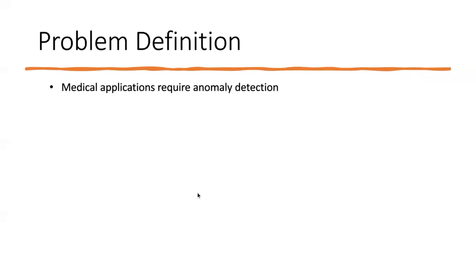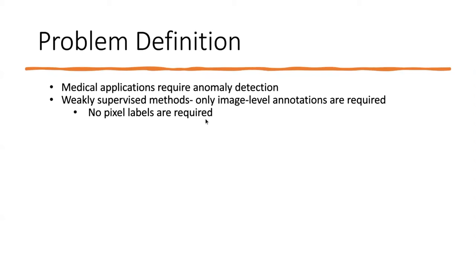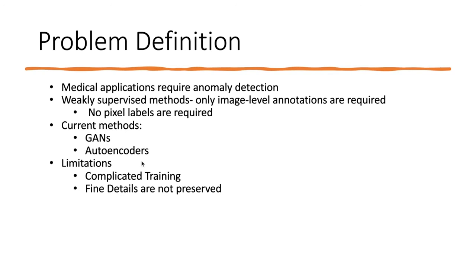So for the problem definition, we know that medical applications require anomaly detection. With weakly supervised methods, only image-level annotations are required; no pixel labels are required. The current methods that have great interest are generative adversarial networks and autoencoders. The limitations of these methods are complicated training, and we know that generative adversarial networks have difficulty finding details because they do not preserve the fine details. So we have these limitations.